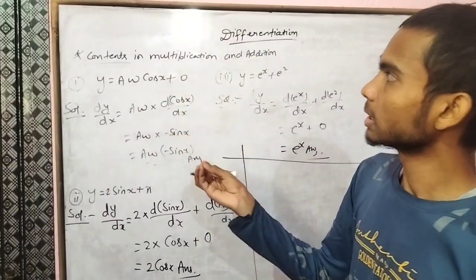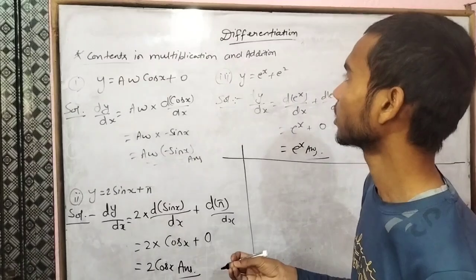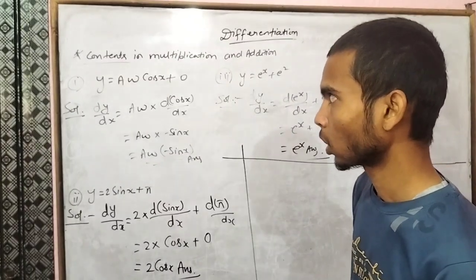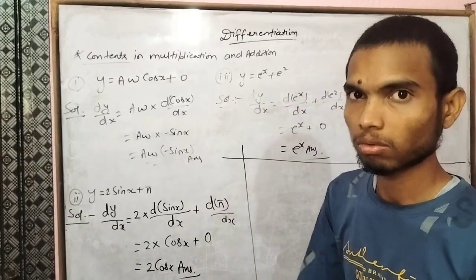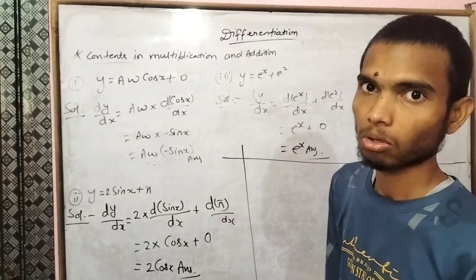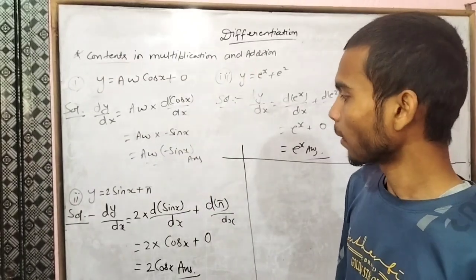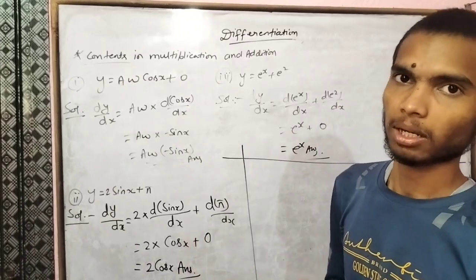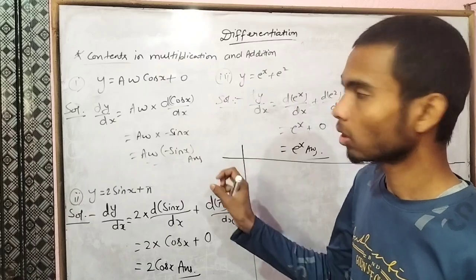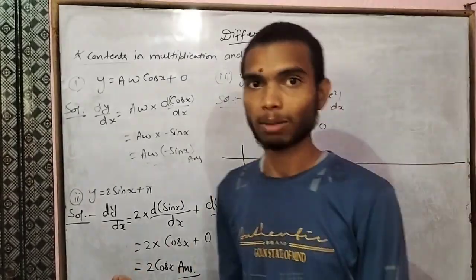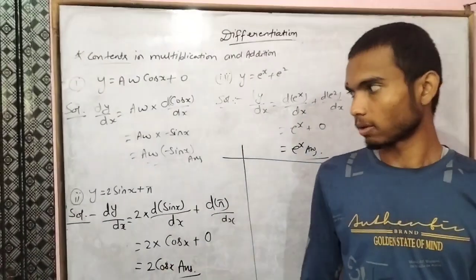We understood constants in multiplication, addition, and subtraction. Now it's time to break down the next rule. We are done with the first rule of differentiation. It's time for the second rule. Just have a look.